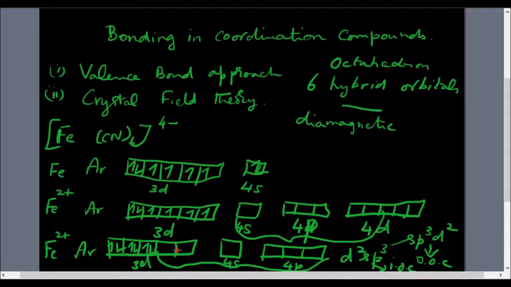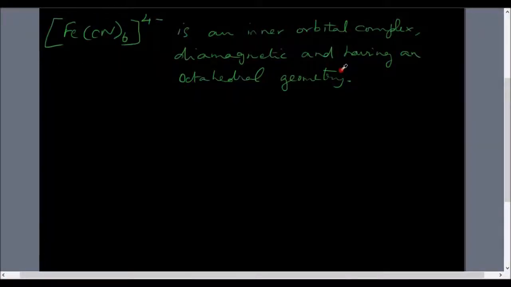So we have to take the second case where there are no unpaired electrons. In the first case of sp3d2 hybridization, you have 4 unpaired electrons. So it should be paramagnetic. Since the experimental data shows that it is diamagnetic, it is a case of d2sp3 hybridization. Right. So what are the facts that we will write about this complex? Now you see on the slide that it is an inner orbital complex, diamagnetic, and having an octahedral geometry. So this is how we explain the bonding that is present in a complex ion.